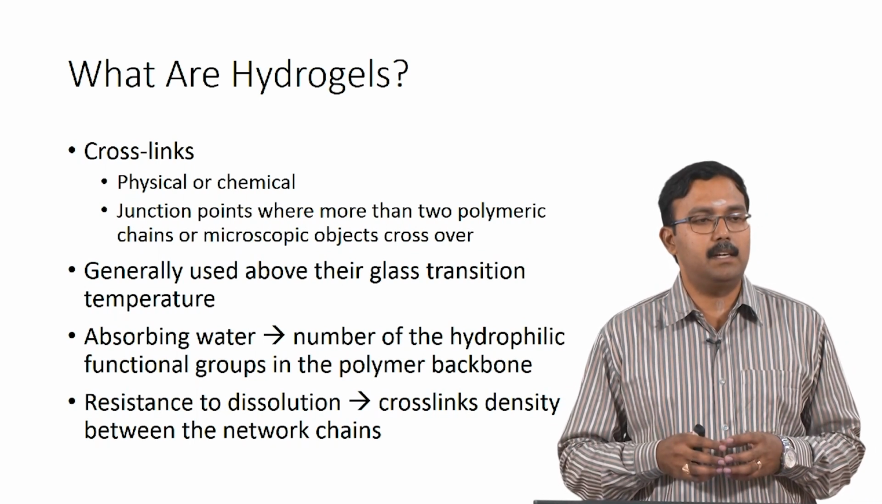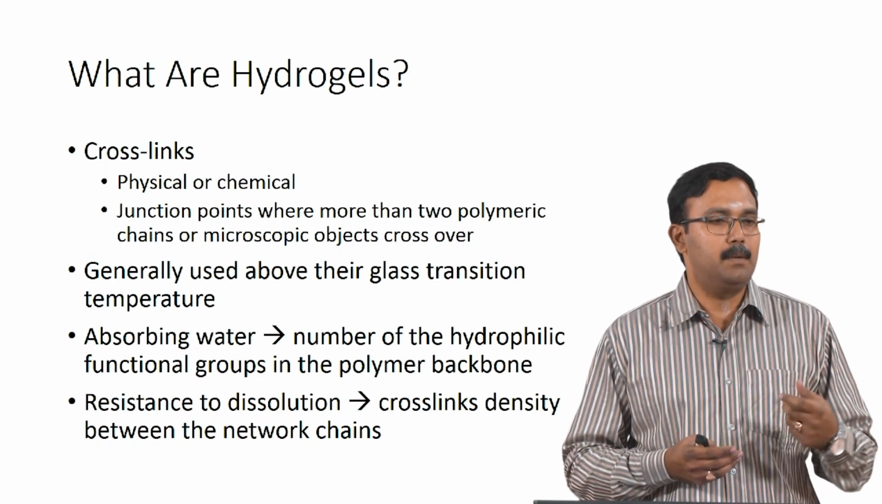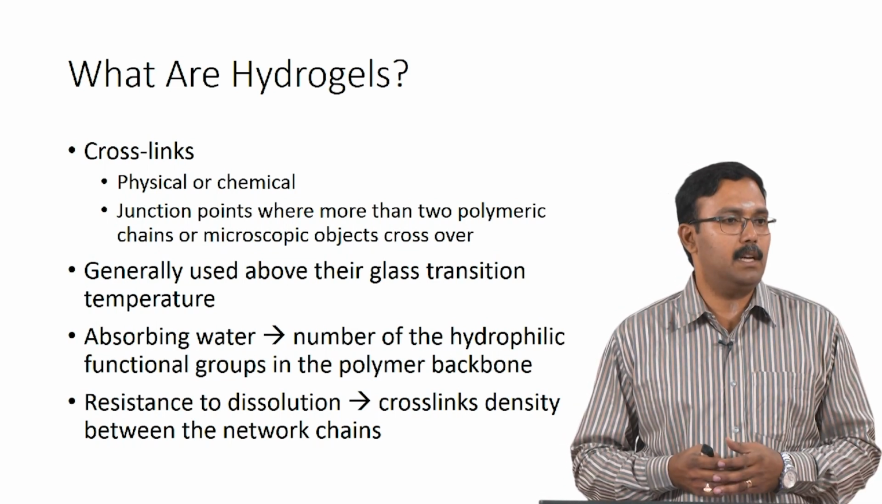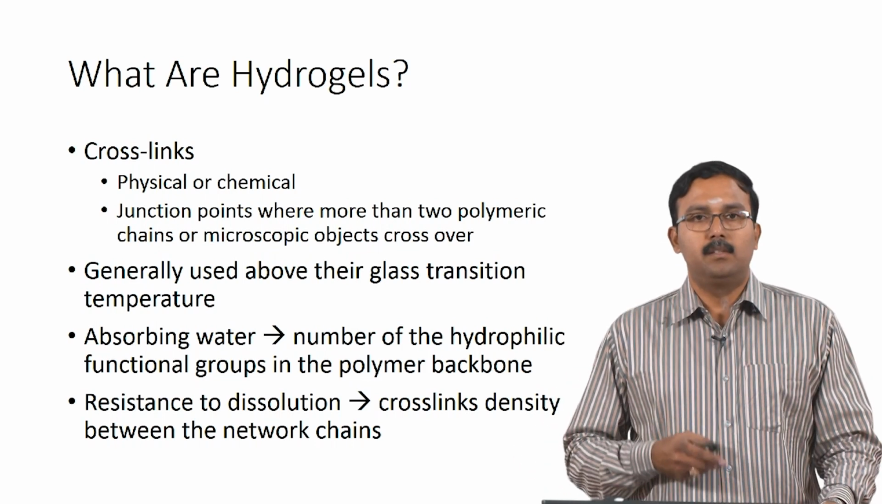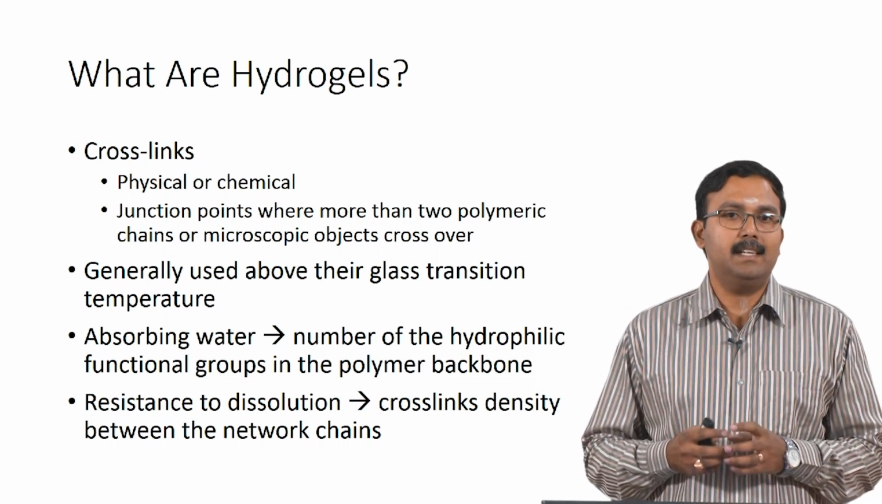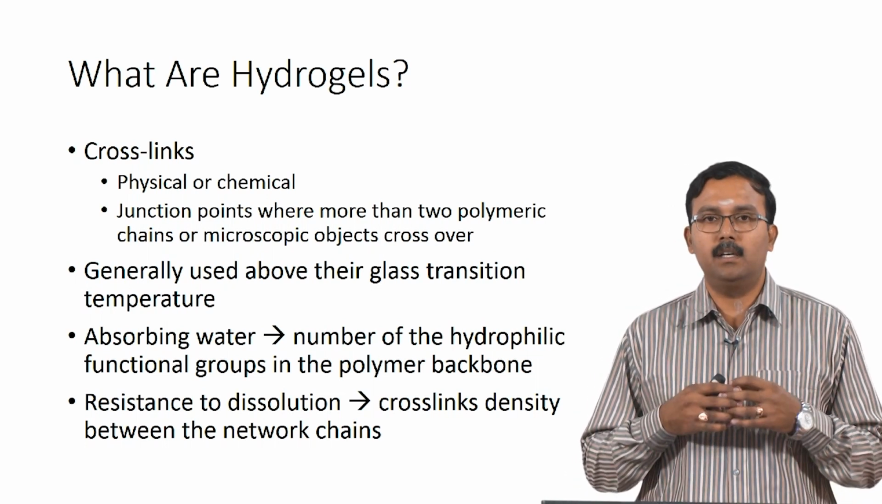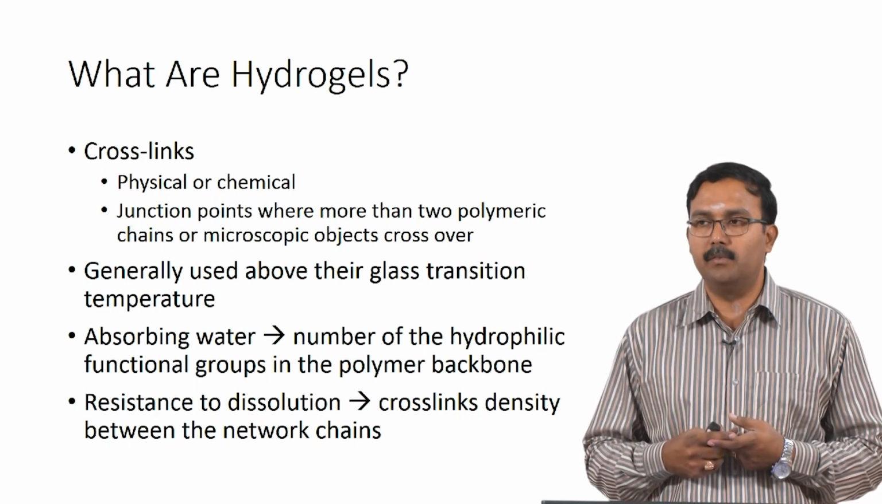So crosslinking is one of the major aspects when it comes to creating hydrogels. It depends on the polymer you are using, and there are different types of crosslinking. We will talk about that in this lecture. So crosslinks are physical or chemical. These are technically the junction points where two polymeric chains or microscopic objects cross over.